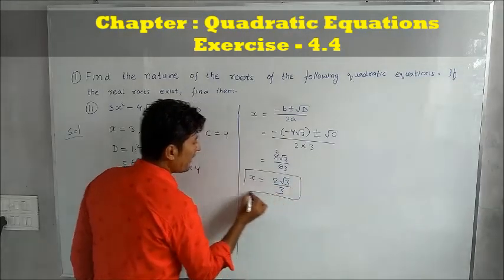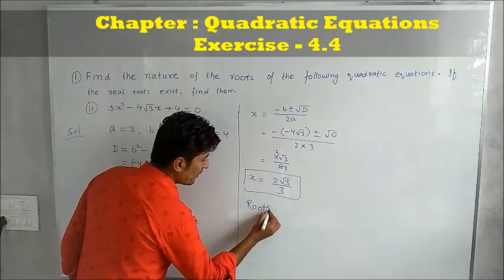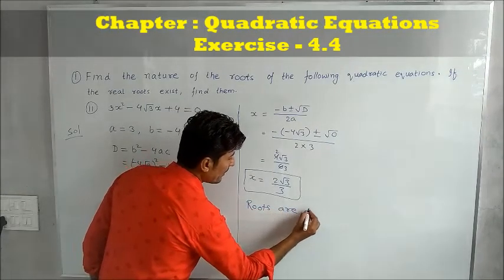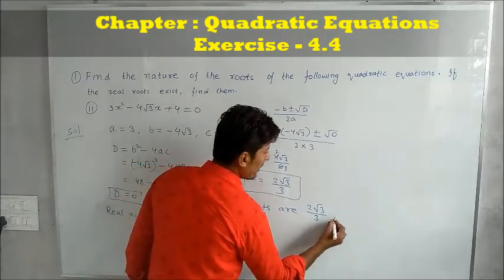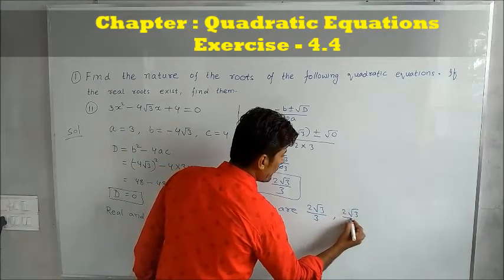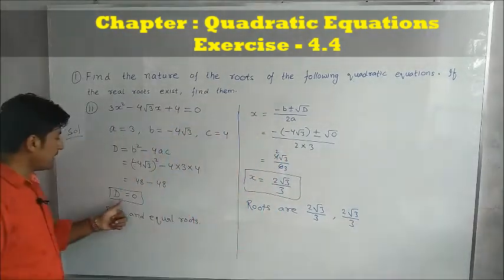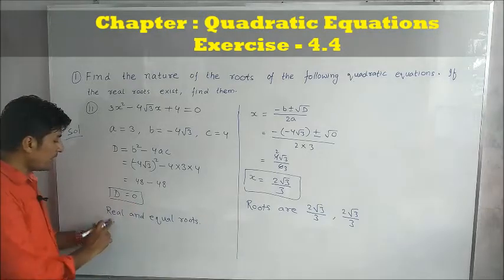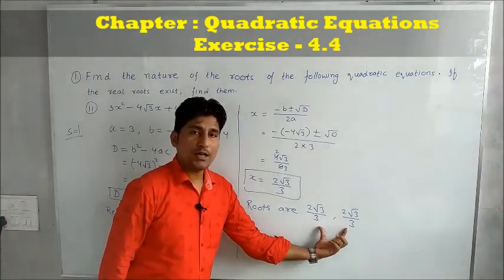So we got the value of x. So roots are 2 root 3 upon 3. Second one also 2 root 3 upon 3. We have written the same roots as we got d is equal to 0. Hence we have the real and equal roots. It means that both the roots are equal.